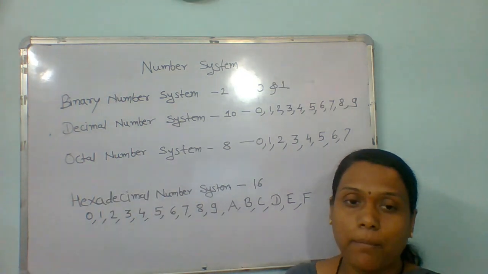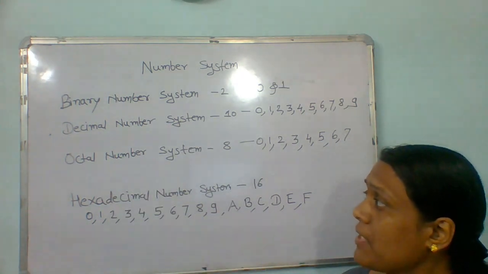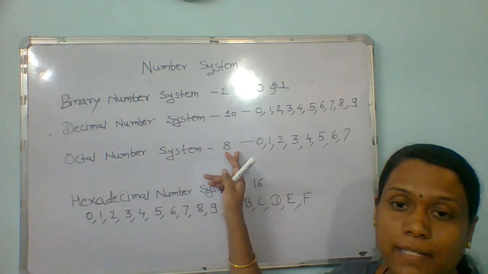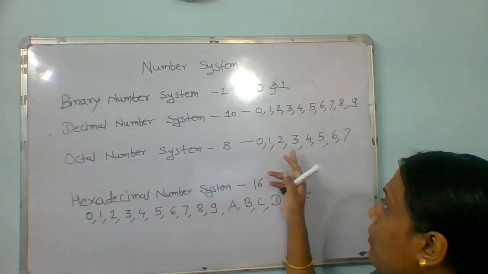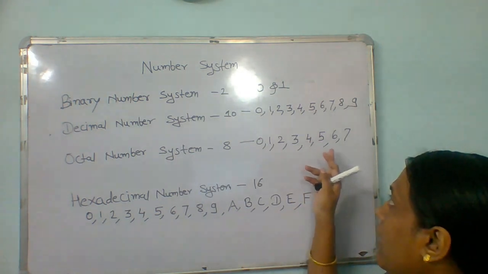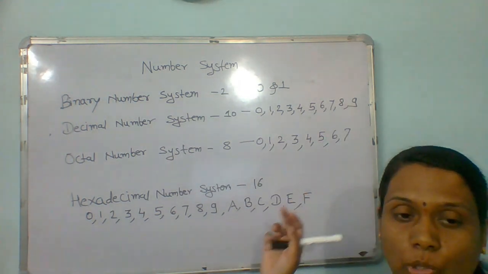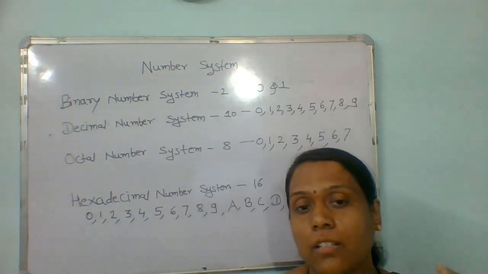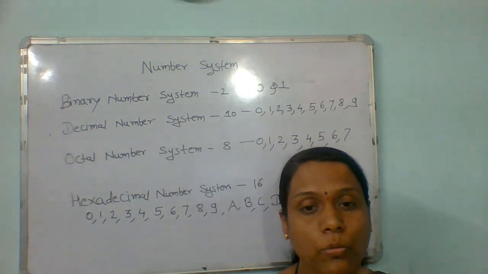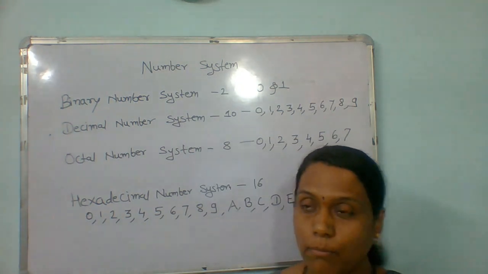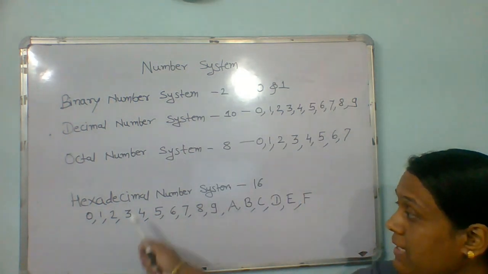Next, the octal number system. As the name suggests, octal, it consists of 8 symbols. These symbols are 0, 1, 2, 3, 4, 5, 6 and 7. So in this number system these symbols are present, and numbers are formed by the combination of these symbols.